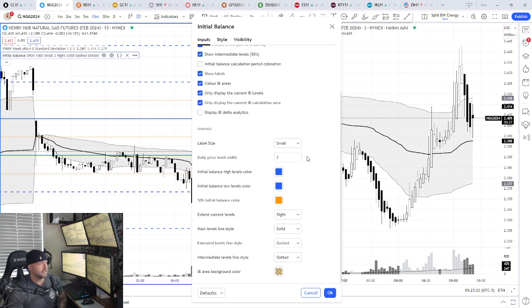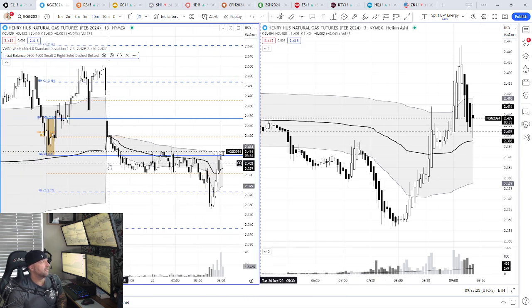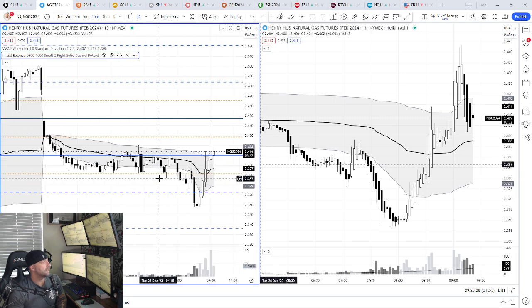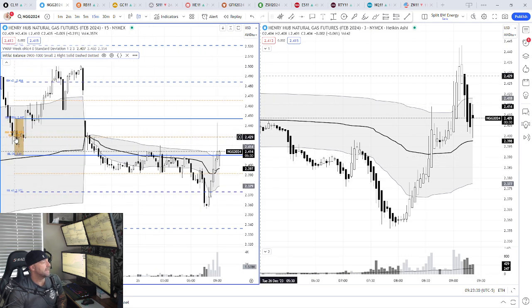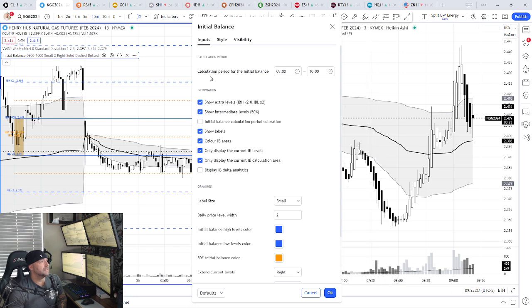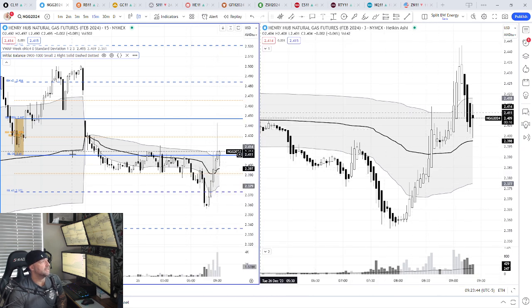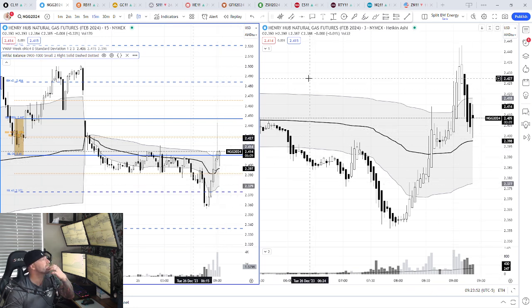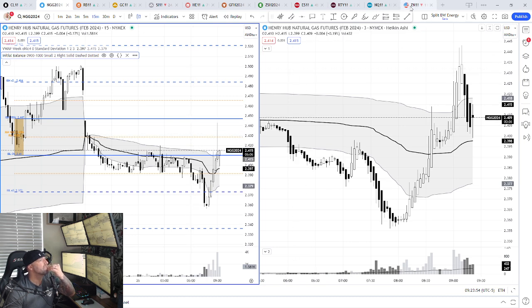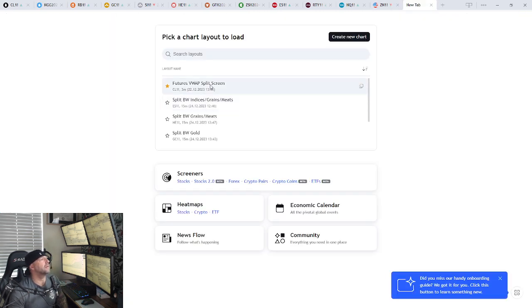So I've been using this initial balance indicator for a while, and I'm confused today why it's not resetting for this morning session. I am perplexed. Essentially, this is the calculation period for the initial balance, 9 to 10 a.m. It's 9:23, so we should have a new initial balance like this orange area over here. We should have it here now. We don't. So let's see if I open up a new one here.